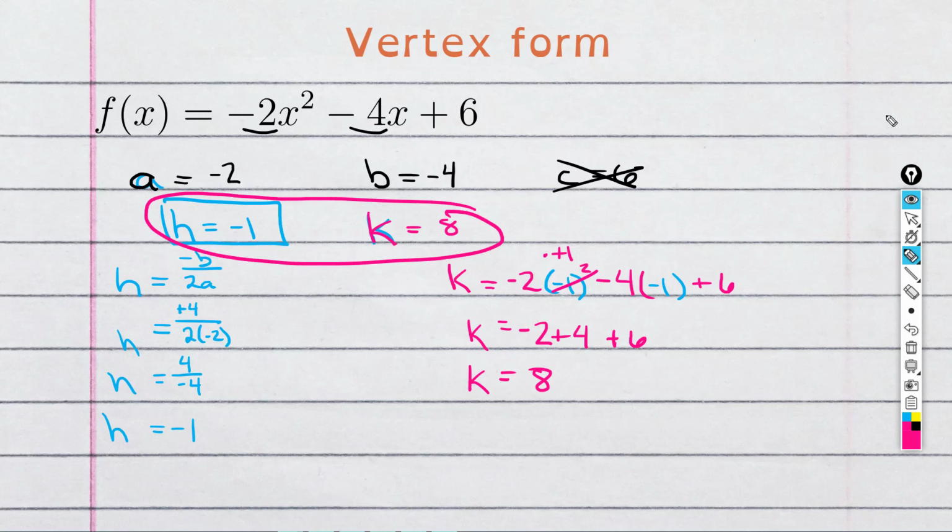So that's my H, K. That tells me my vertex. My vertex is at -1, 8. And so when I go to graph it, that's going to be the point to plot. So if you want to go ahead and go over to your graph at the very end, you can go ahead and plot that point. But that doesn't answer the question. The question asked me for vertex form. So this is not vertex form.